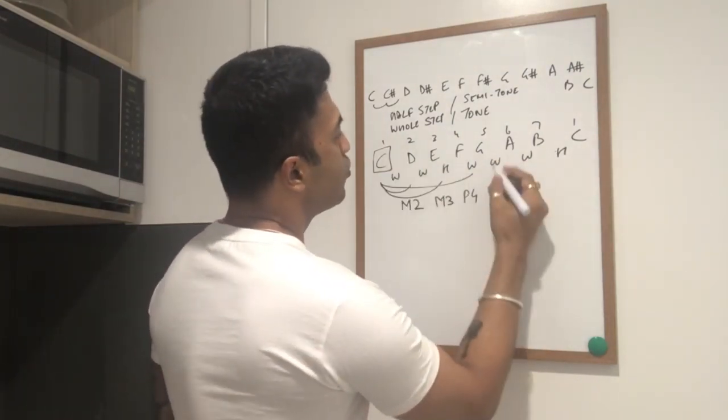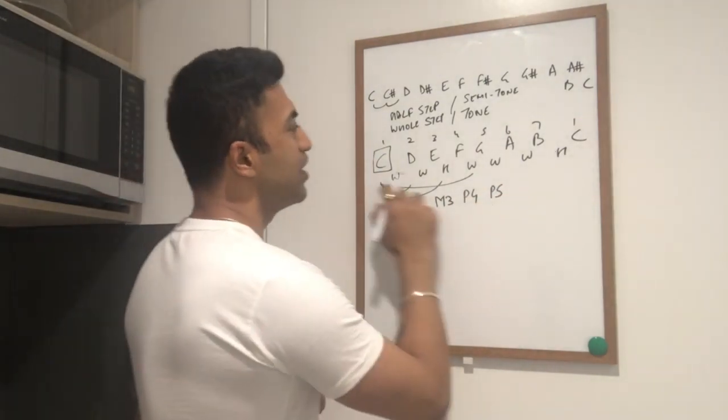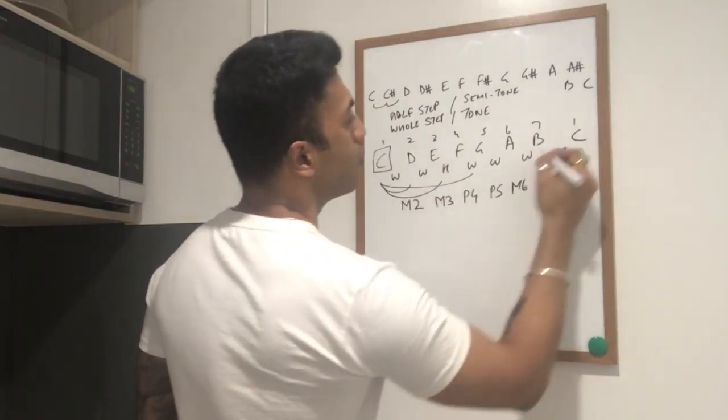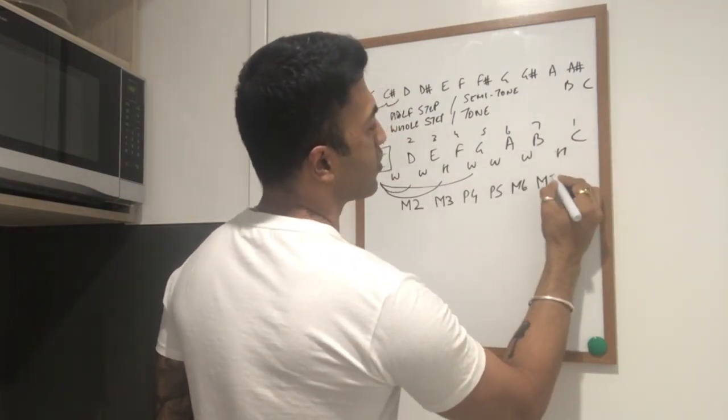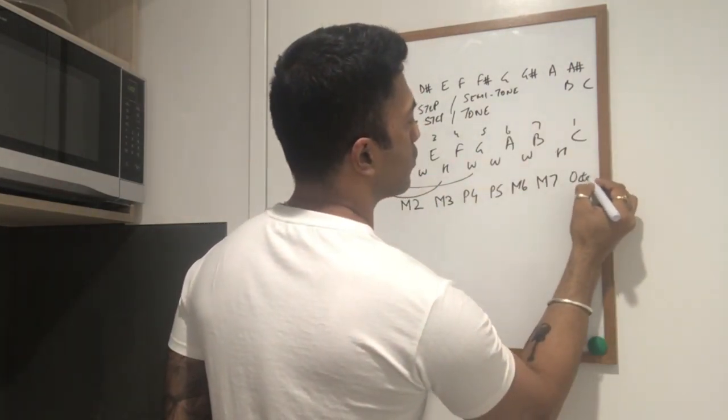1 to 5, C to a G, is a perfect fifth. Perfect fourth, perfect fifth. C to an A, or the 6th note, is a major 6th. C to a B, or the 7th note, is a major 7th. And C to the next C is called an octave.